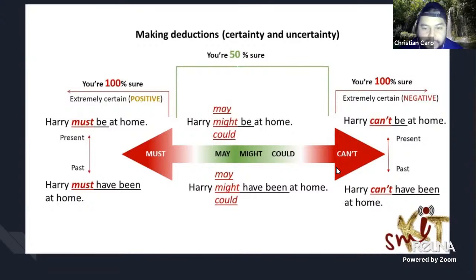And when it's 100% sure that something did not happen or can't happen because it's not possible, basically we use can't. For example, Harry can't be at home, or Harry can't have been at home, right? So you get the opposites here. So must versus can't, ¿cierto? Como ustedes quieran decirlo.